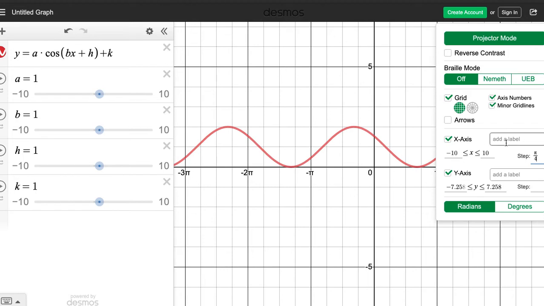That'll be fine. Why do you do that? I want to step by pi so I can clearly see what's happening with the cycles. Since we're in radians, we want to have our x-axis also in radians.